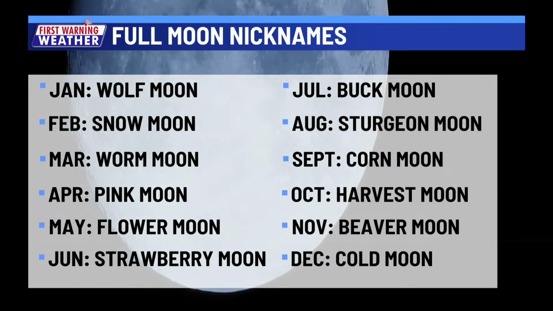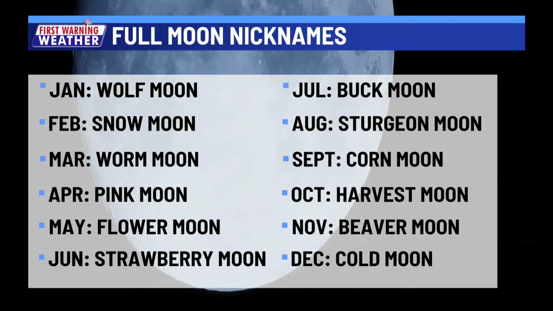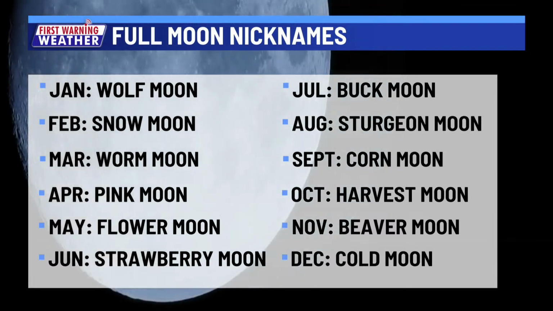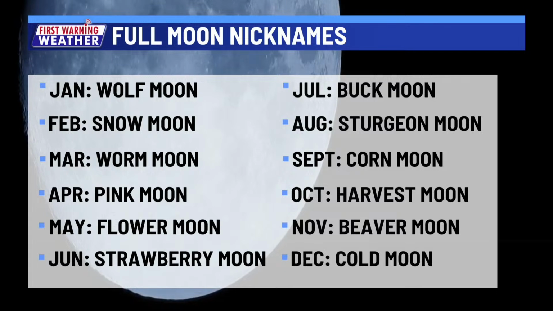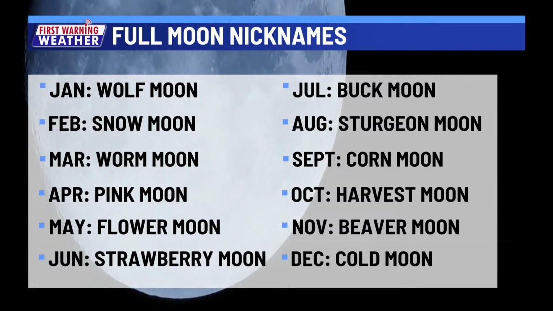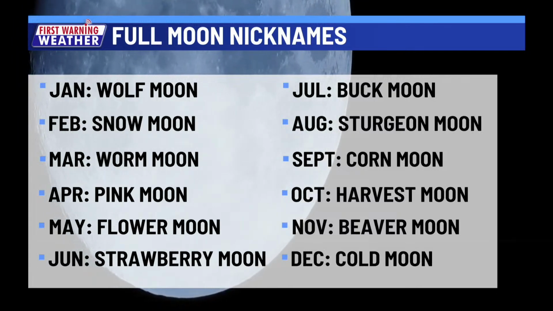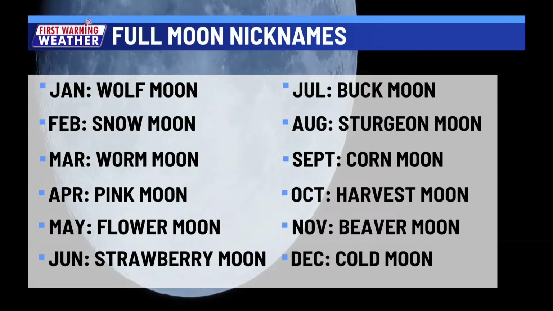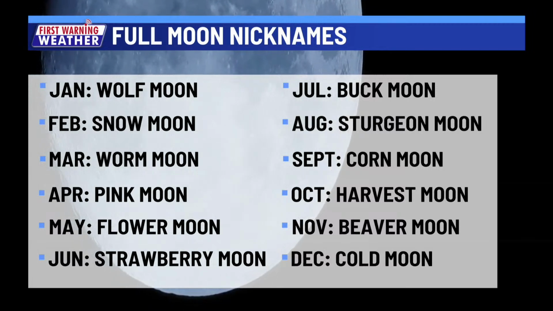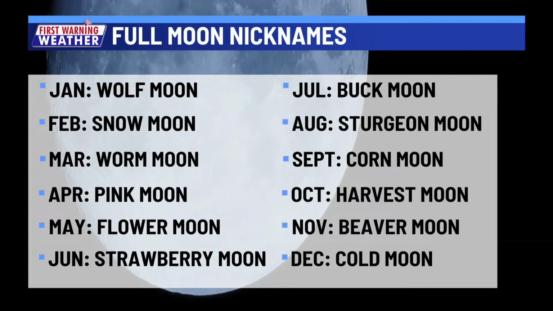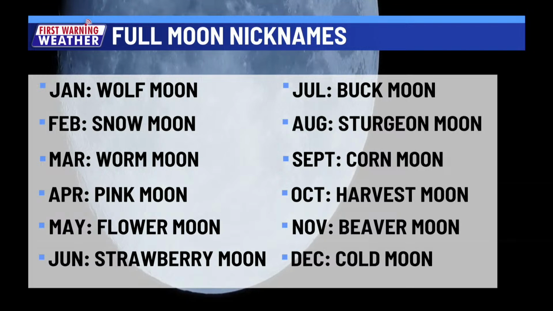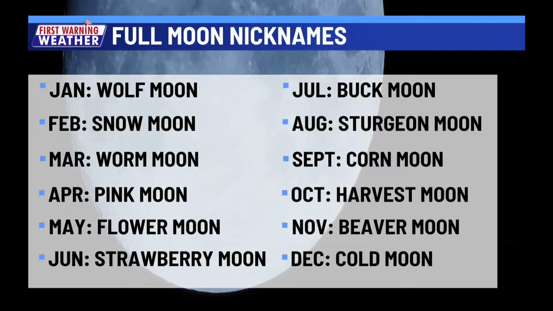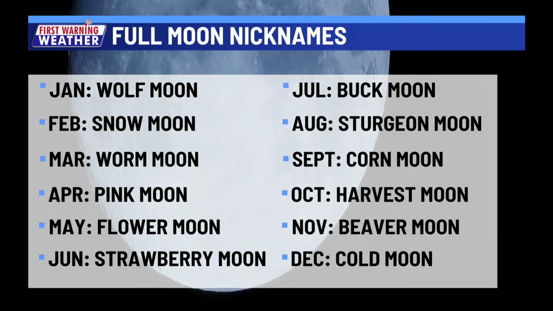Moving forward, March is given the nickname the worm moon, because that's typically when the ground would start to thaw and the earthworms would come out. April's full moon is nicknamed the pink moon because that was the earliest start to some of the flowers blossoming. May's full moon, the flower moon, because that's when you would see most of the flowers blooming in the late springtime. Strawberry moon in June, because the strawberries would start to ripen.